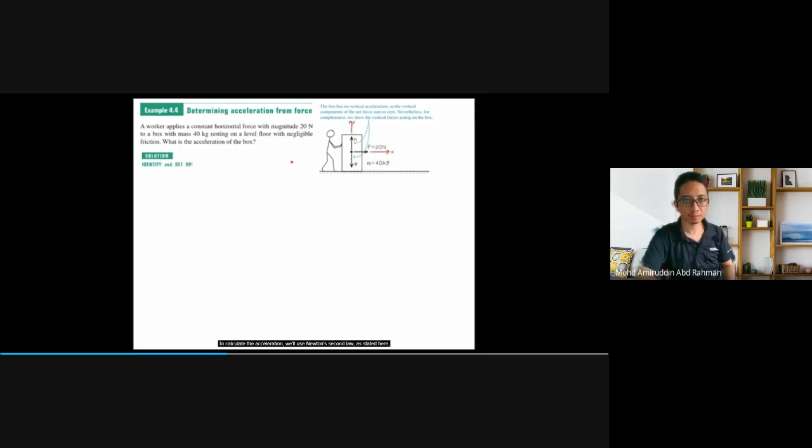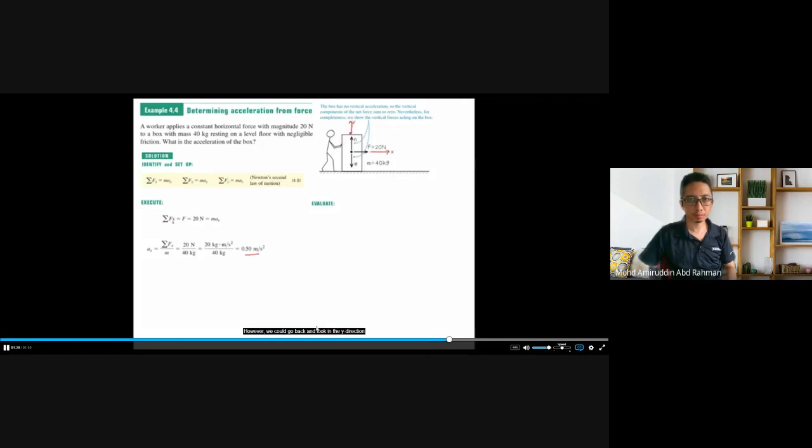To calculate the acceleration, we'll use Newton's second law, as stated here, where we've divided the forces into their components, and we get the respective accelerations in each direction in the problem. Since the box is only moving in the x direction, we'll only consider Newton's second law in that direction, which says this should be a subscript x in this equation. The sum of the forces in the x direction, which is only 20 newtons, there's only one force, is equal to the mass times the acceleration. We calculate the acceleration, and we get a half a meter per second squared.